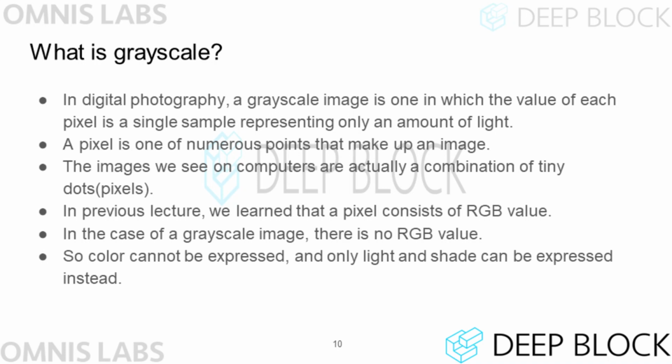When we talked about pixels in the last lecture, we said that they consist of RGB values. However, in the case of a grayscale image, there are no RGB values for a single pixel. Instead, a single value representing the amount of light represents one pixel, which allows computers to store and process grayscale images.